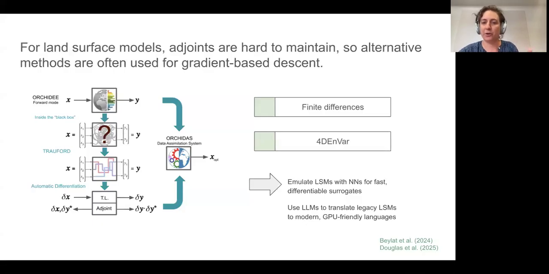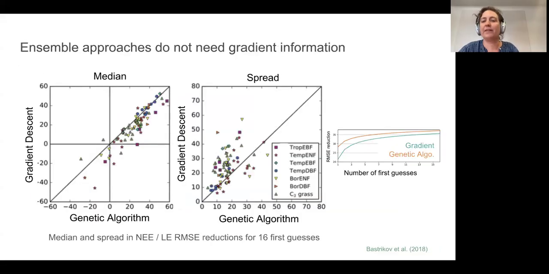And Pierre Gentine gave a great talk last time talking about what you can do with a differentiable land surface model. The other thing we can do is use large language models to help us translate these land surface models that tend to be in Fortran to more friendly languages such as Julia and JAX, which will help us be more differentiable and also use GPUs for faster exploration of parameter space.